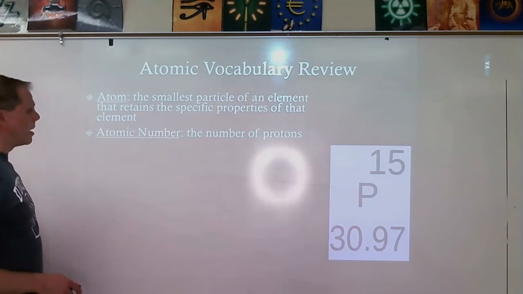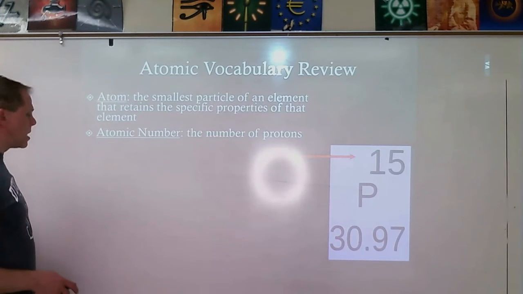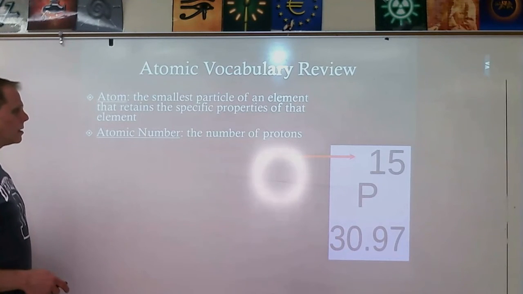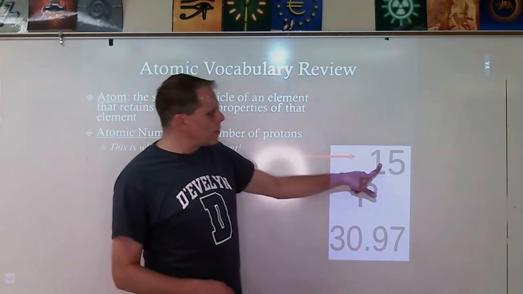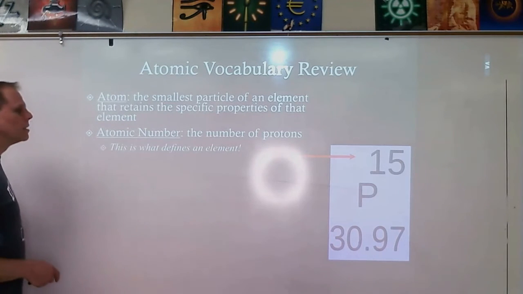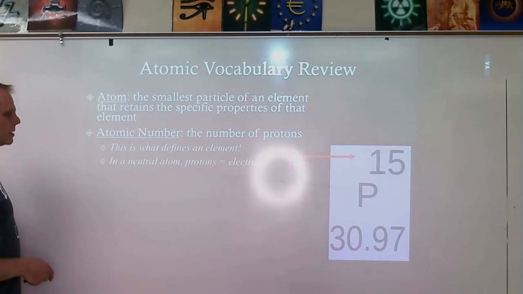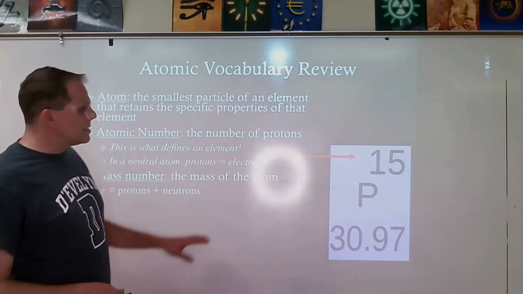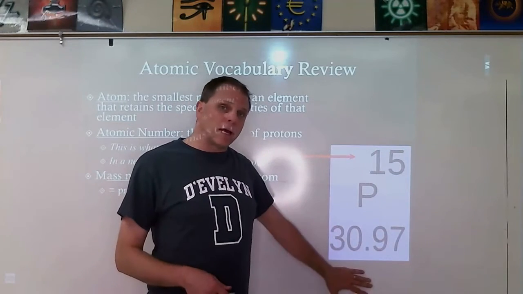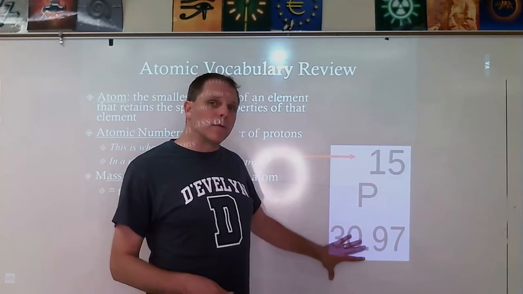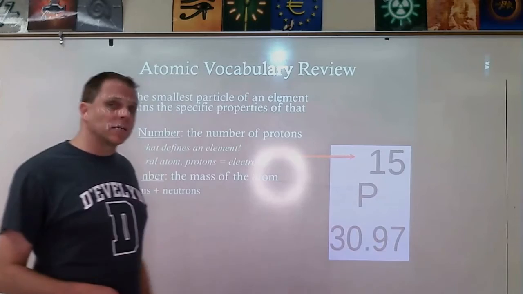Yes. All right. The atomic number is the number of protons, and that's going to be symbolized right here on the periodic table's element symbol. That's what defines the element. Remember, the number of protons is equal to the number of electrons. The mass number is not found on the periodic table. You will not find the mass number on the periodic table. This one down here is not the mass number.